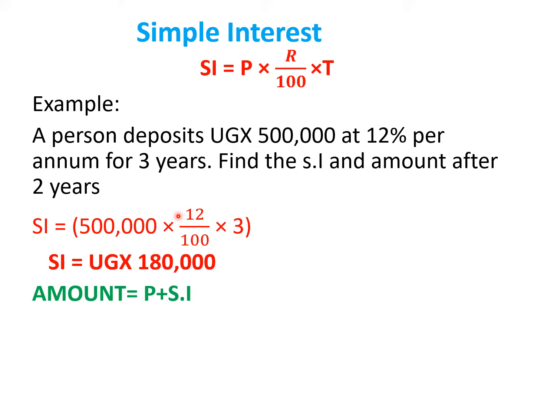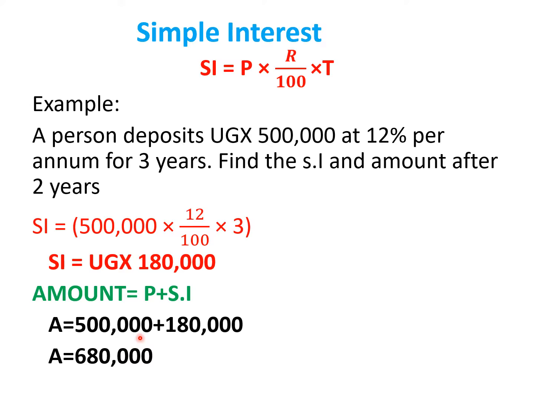Assume you deposit 500,000 in a bank. Then they tell you that at the end of a year, you get interest of 100,000. So to get the total amount that you find on your account, you are going to get the interest, that is 100,000, plus the principal that you invested at the start. And then here our formula for amount is equal to 500,000 plus 180,000, which is giving us 680,000. So this is all about simple interest. Principal times rate times time.